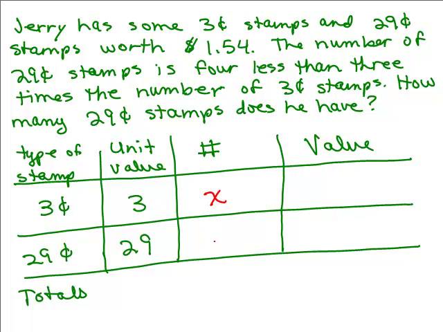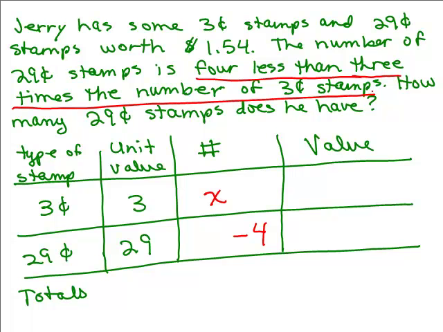How would I define the 29-cent stamps then? Well, it says the number of 29-cent stamps is 4 less than 3 times the number of 3-cent stamps. So 4 less means you've got to take away 4 from something. And you're going to take it away from 3 times the number of 3-cent stamps. Well, I know how many 3-cent stamps there are. It's X. So 3 times that will be 3X. So that's how we're going to define the number of 3-cent stamps and the number of 29-cent stamps.